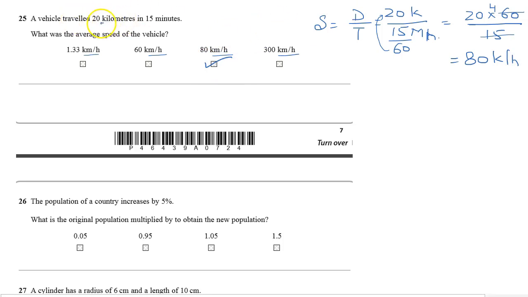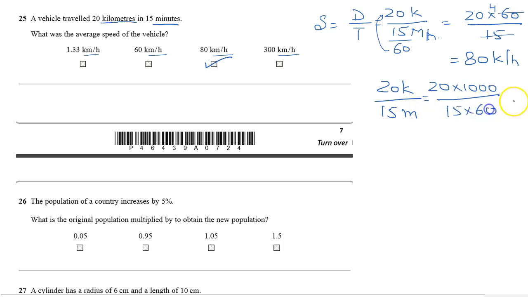In this kind of question you will always find that the units are different, so you have to convert them. Sometimes the answer is required in meters per second. So if it is 20 kilometers over 15 minutes and you need meters per second, for kilometers to meters you multiply by 1000, and for minutes to seconds you multiply by 60. That's how you are going to solve this question.